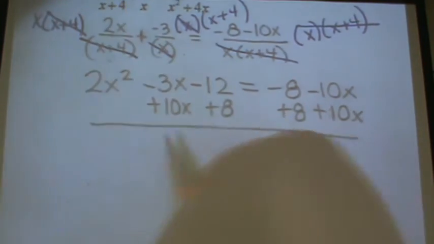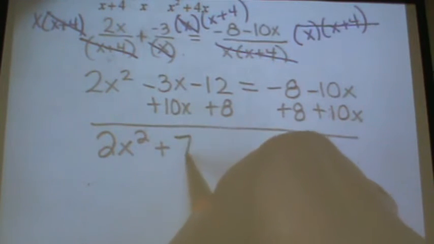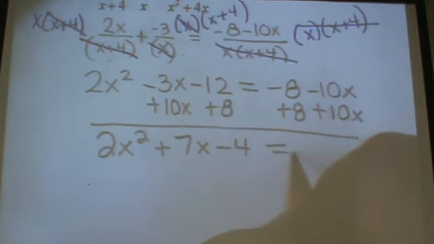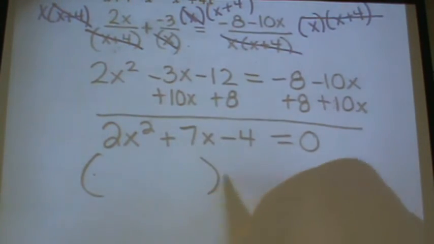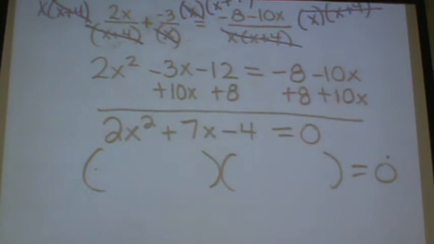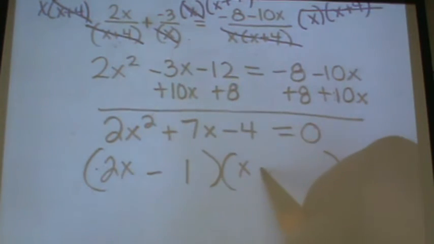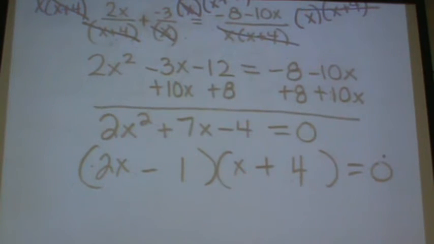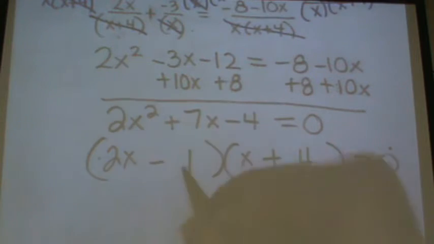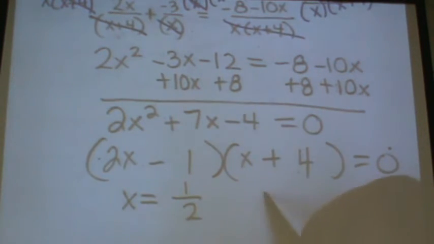So what do you have here? 2x squared plus 7x minus 4. How do you factor this? Give you a second. 2x minus 1, x plus 4. Is he right? He is. What are my two answers? What are my two possible answers? 1/2 and negative 4.